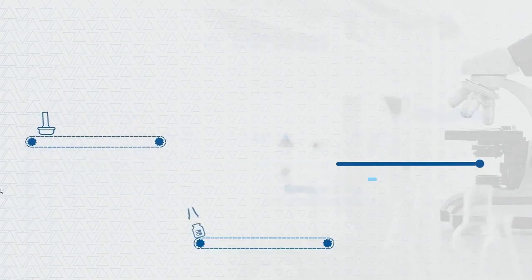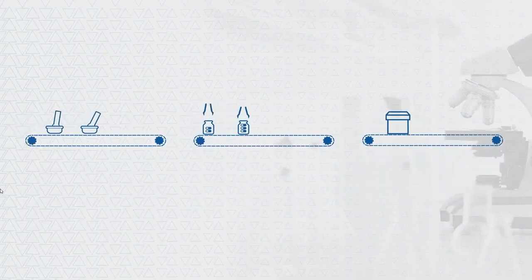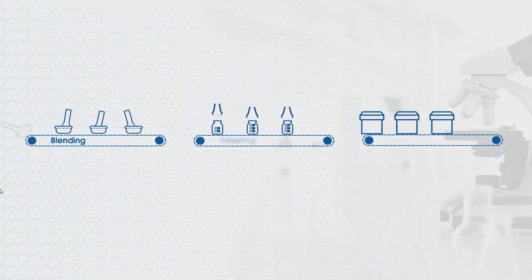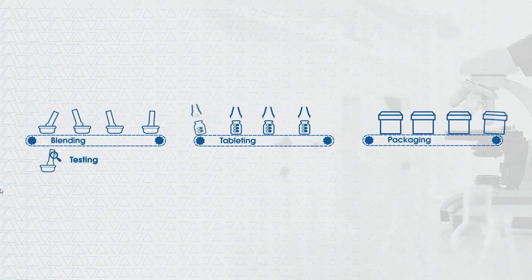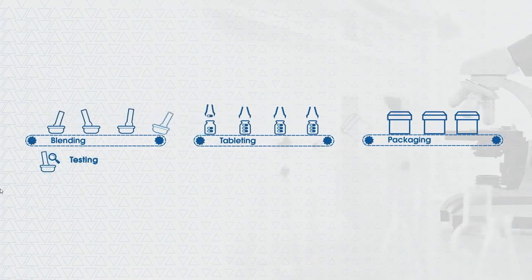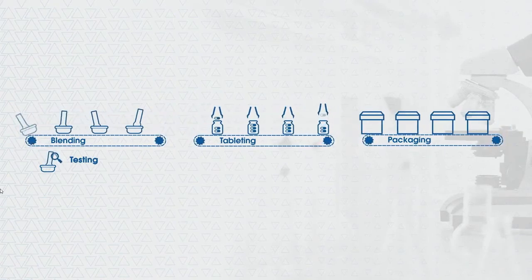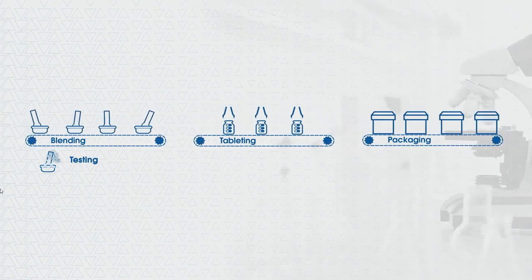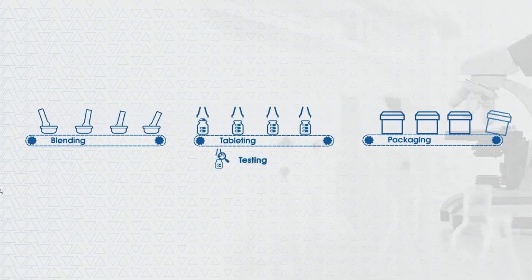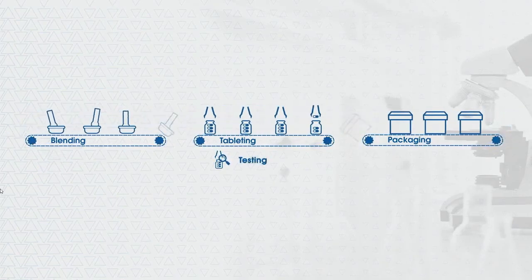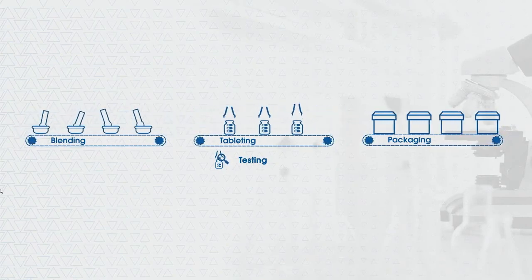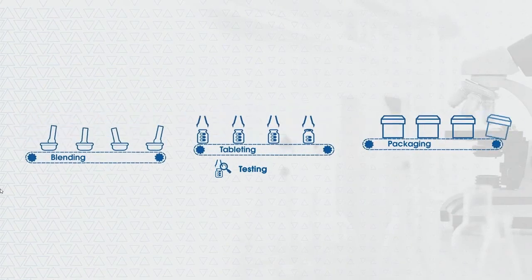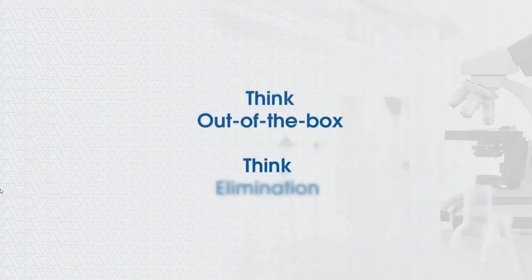As an example, take a solid oral manufacturing operation where you have blending, tableting, and subsequently packaging. And let's say you have an issue at the blending step, specifically around sample handling and testing. Well, why not eliminate the test at the blend step and test downstream at the tableting step? We've essentially eliminated the root cause. I know it's not that simple, and I know that there can be regulatory implications, but we need to think out of the box, and we need to think elimination. That's the beauty of the CAPA hierarchy.